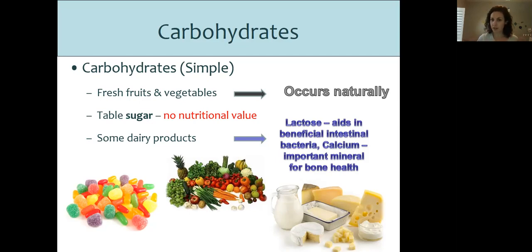Now, table sugar really has no nutritional value. There's no way to spin it that it's good for you. But fresh fruits and vegetables have naturally occurring sugar, so those are fine. And having some dairy in your life is good for getting those minerals that are important. But overconsumption of anything could lead to problems.